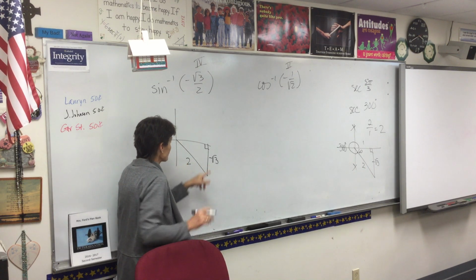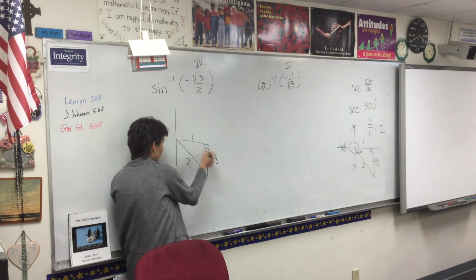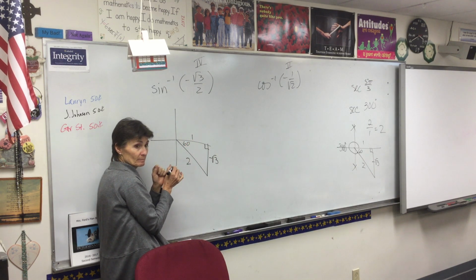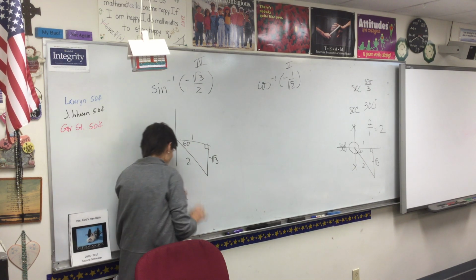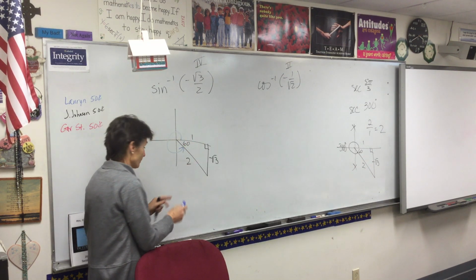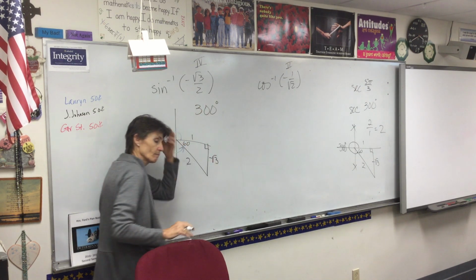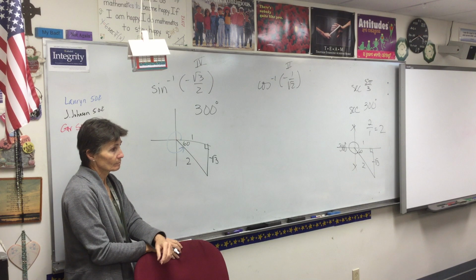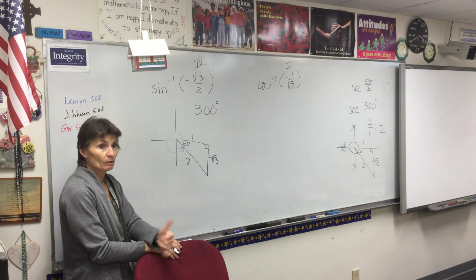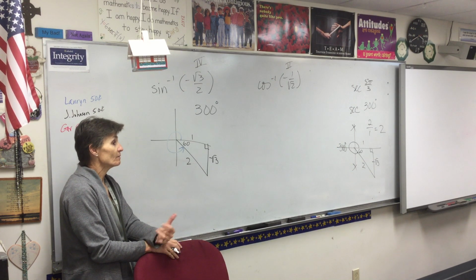Well, if that's a 2 and that's a root 3, that's a 1, right? And how big is the angle across from the root 3? That's a 60. So the angle is right here. So that angle is 300 degrees. Very, very good. See how it's a little backwards of the other ones? We know the sides. We find the angle.